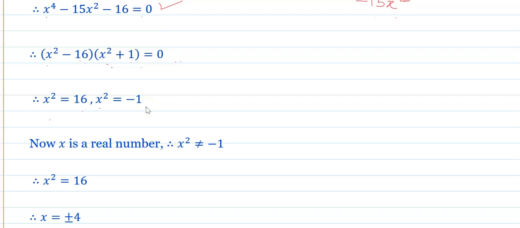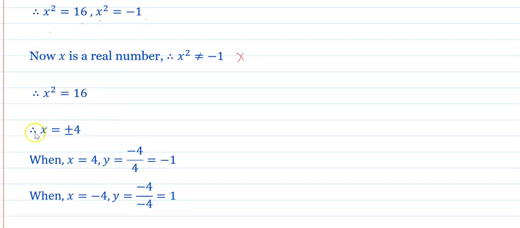But again x is a real number, the square of a real number is not negative, it is positive, and hence x square is equals to minus 1 is not possible. Then what is possible? x square is equals to 16. Take the square root on both sides, then you will get x is equals to plus or minus 4.